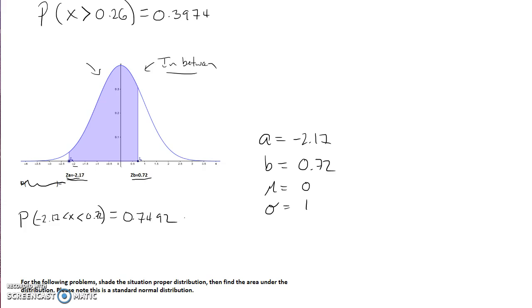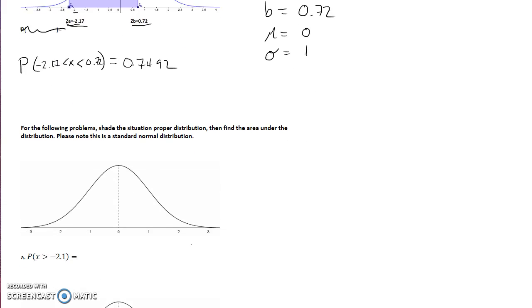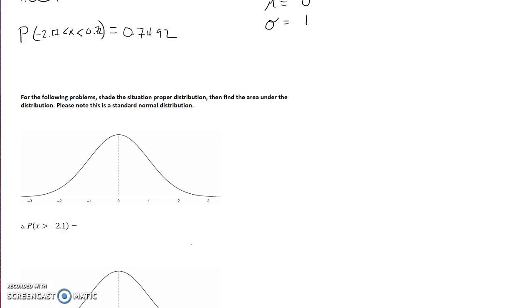All right, let's take a look at going the opposite direction. Now it says for the following problem, shade the situation for the proper distribution, then find the area under the distribution. This is a standard normal distribution. Whenever I see those words standard normal distribution, that tells me right away that my mean is 0 and my standard deviation is 1. What does this say? I am finding the probability that x is, what does that symbol mean? That means greater than negative 2.1. So negative 2.1 would be right here just to the left of negative 2. And then we're shading for all the values greater than. So that would be all this stuff right here.